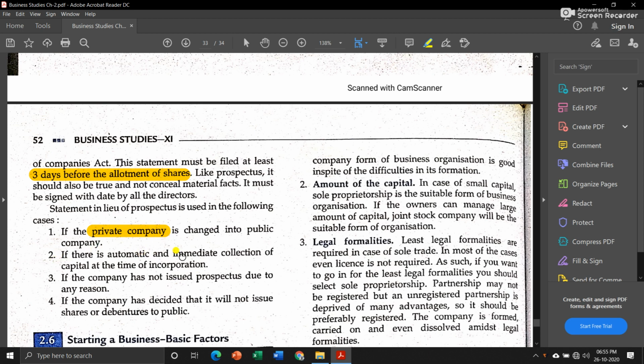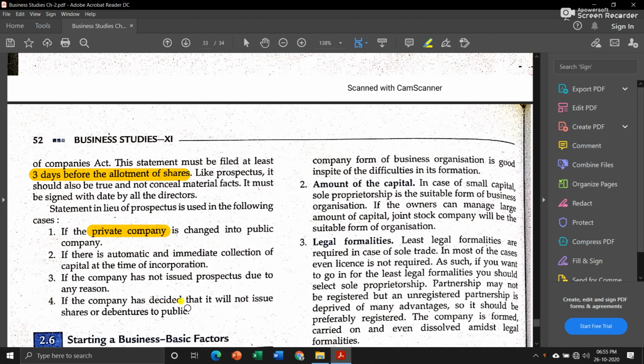Now if there is automatic and immediate collection of capital at the time of incorporation, in that case also they can prepare this statement. If the company has not issued a prospectus for any reason while calling on the general public to subscribe to their shares, in that case before allotting they have to make this statement in lieu of prospectus.